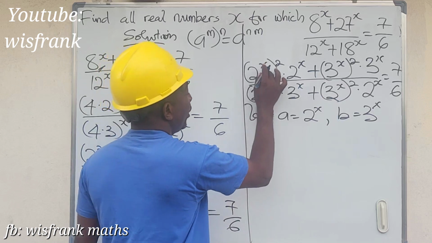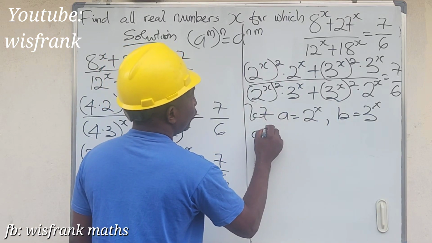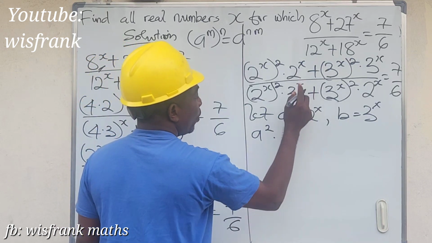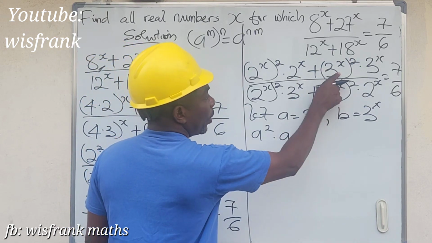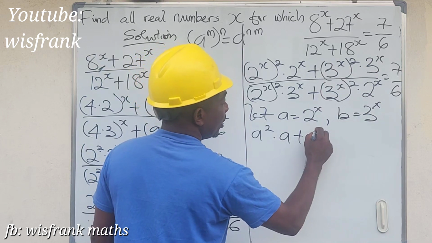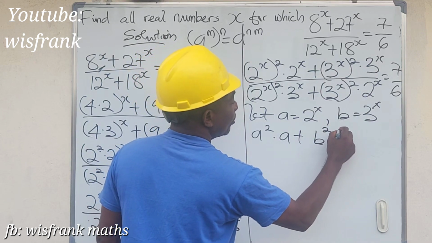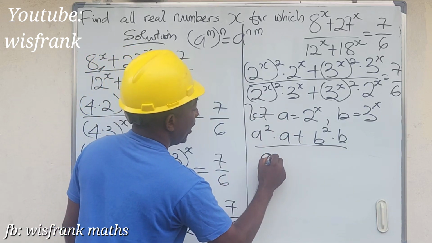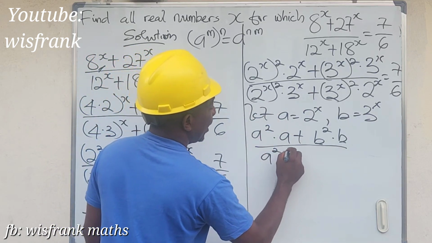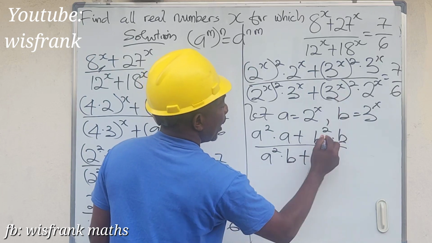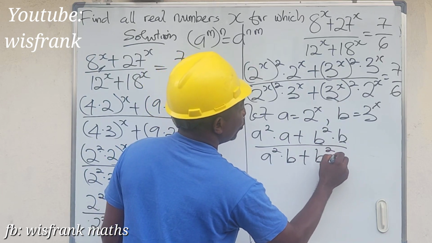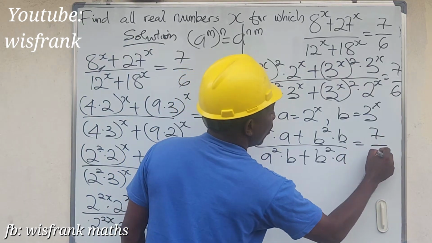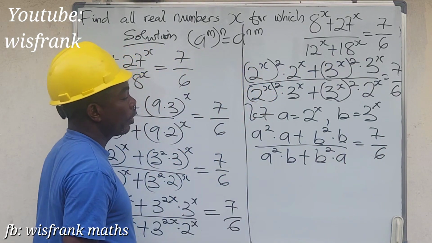So here will become, for here we have a to the power of 2, because 2 to the power of x we said is a, times here we have a, then plus we have 3 to the power of x we said b, plus b to the power of 2 times b all over, for here we have a to the power of 2 times b plus b to the power of 2 times a equals to 7 all over 6. So this is what it becomes.